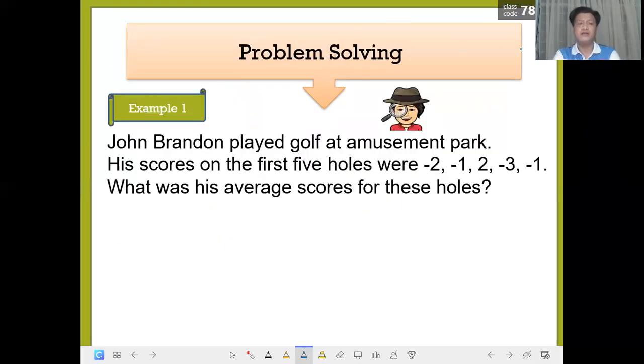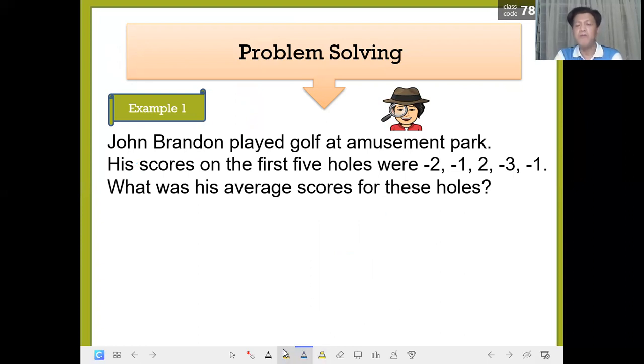Okay. So with that, let's do the problem solving number 1. John Brandon played golf at an amusement park. His scores on the five holes were negative 2, negative 1, positive 2, negative 3, and negative 1. So with that, what was his average scores for these holes?